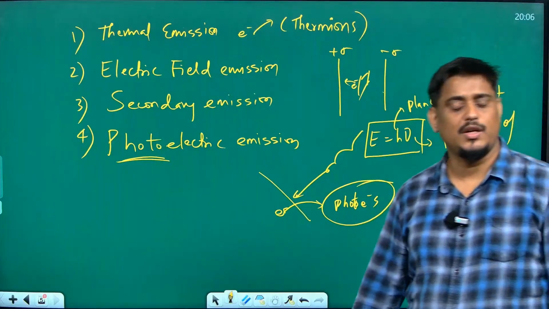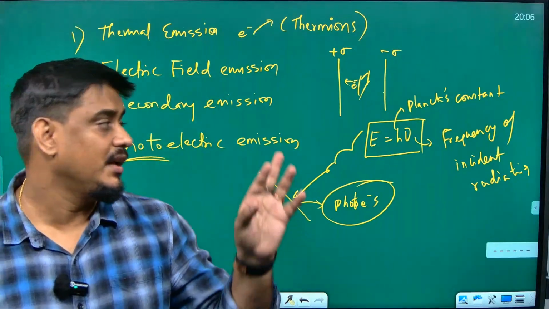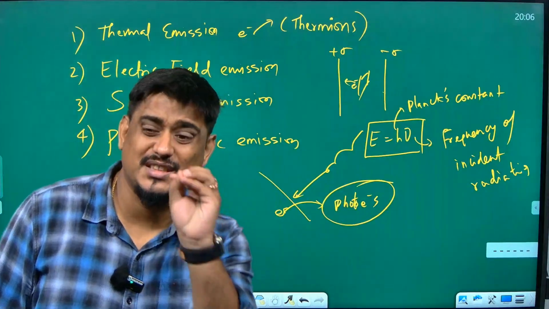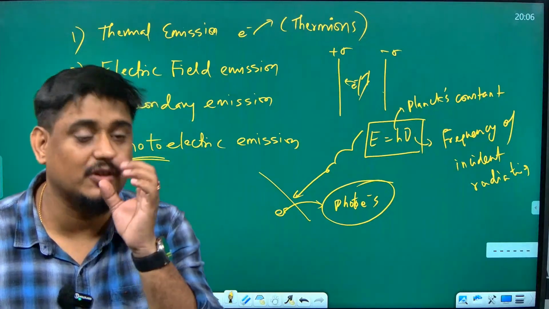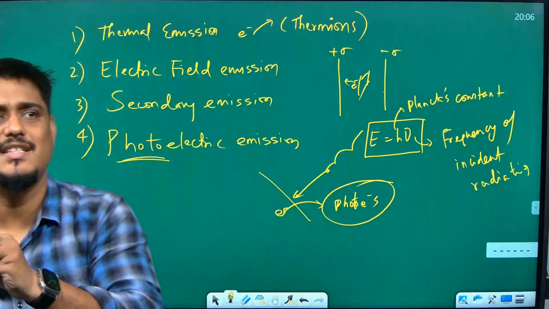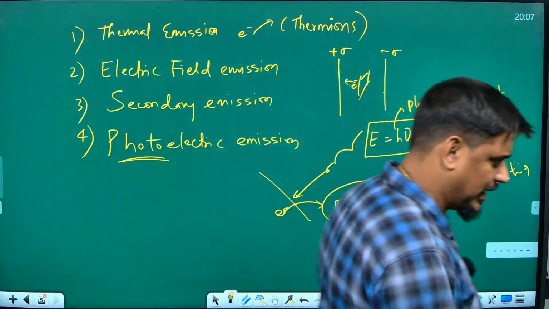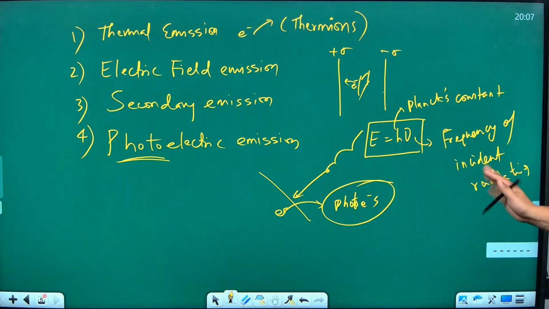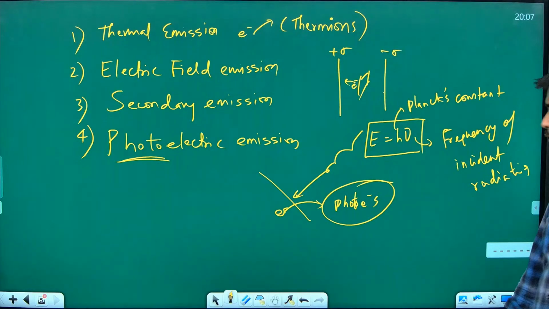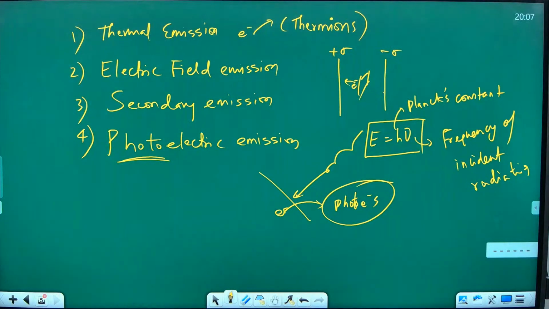So what are photoelectrons? The electrons that are ejected when light of sufficient frequency, or threshold frequency, is incident on a metallic plate are called photoelectrons. And if electrons are coming out, it will make a current. That current will be called photoelectric current. Are you getting my point? So basically this is the fourth emission, called photoelectric emission, which happens when light of sufficient frequency is incident on a metallic surface.